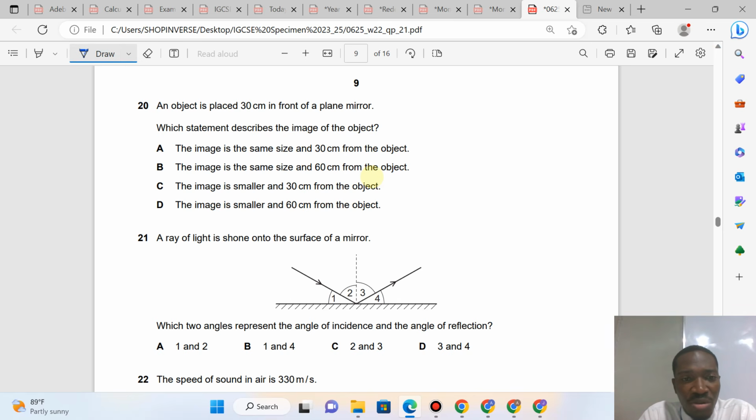30 centimeters from the object. No. The image is the same size and 60 centimeters from the object.